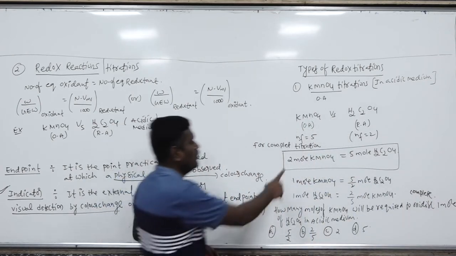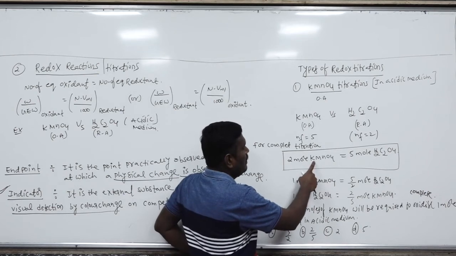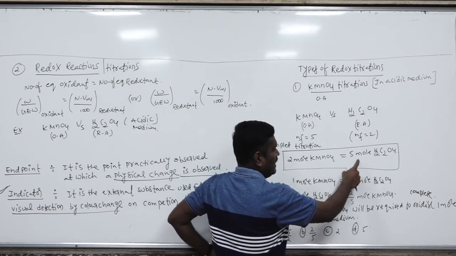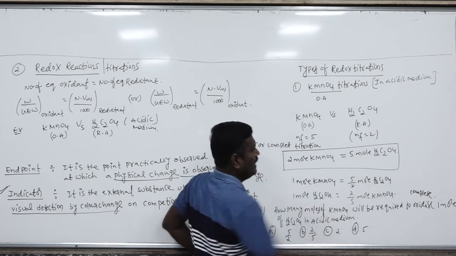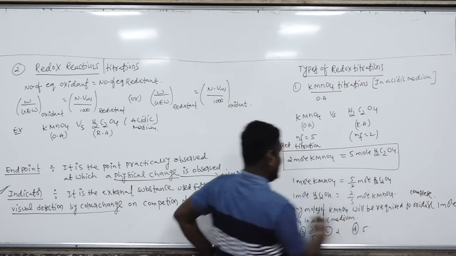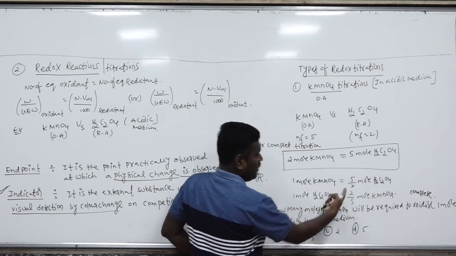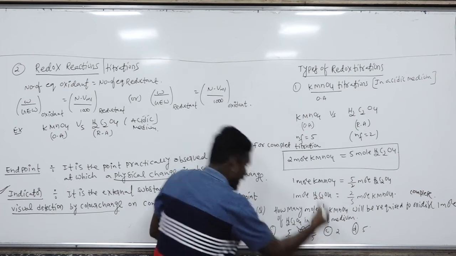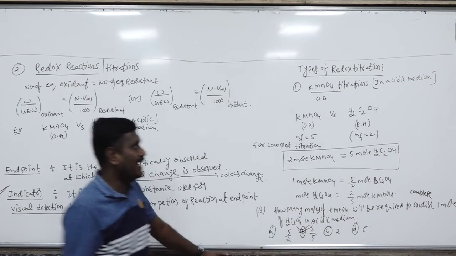We know 2 moles of KMnO4 are needed for complete oxidation. How many moles of oxalic acid are required for complete oxidation? 5 moles. Okay. Question given: 1 mole of oxalic acid. For 1 mole of oxalic acid, how many moles of KMnO4 are required? 2 by 5. That will be the second option.